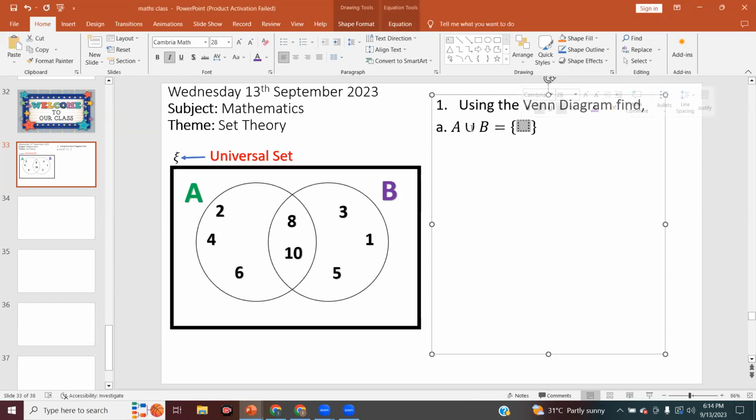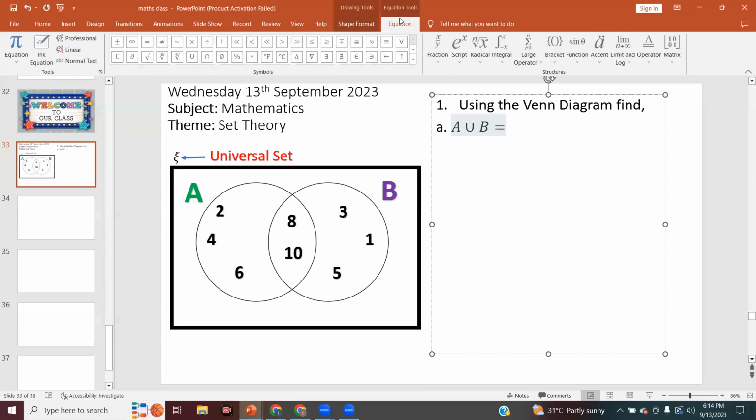2, 4, 6, 8, 10, 3, 1, and 5. Very good. It's going to be the combination, right? All the elements combined. Let me put it in set notation: 2, 4, 6, 8, 10, 3, 1, 5. Those are the elements that are inside the union. Remember, union, we combine everything together.